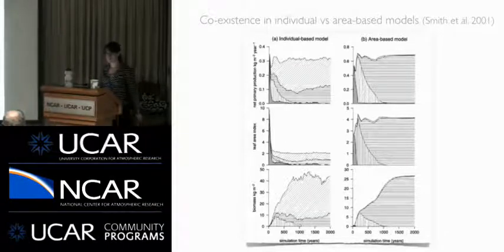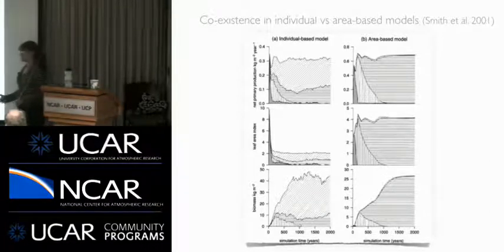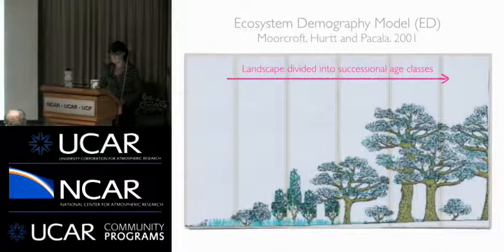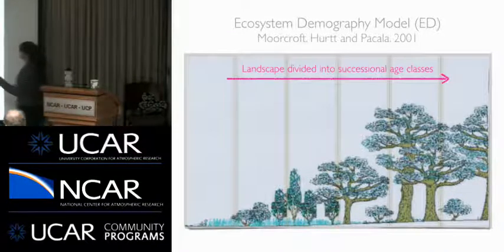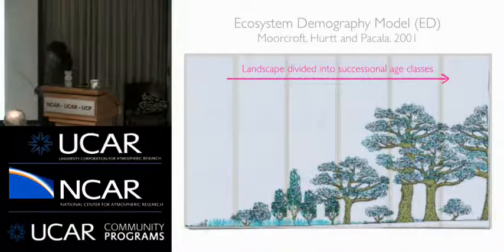But it's in this quandary. The kind of model we have now does this, basically, and the kind of model that we might want ideally is very expensive. So we've come to a solution which is a compromise, and the compromise is called the Ecosystem Demography model, or ED for short. This was an idea introduced by Paul Moorcroft, George Hurtt, and Steve Pacala when they were all working at Princeton in 2001.